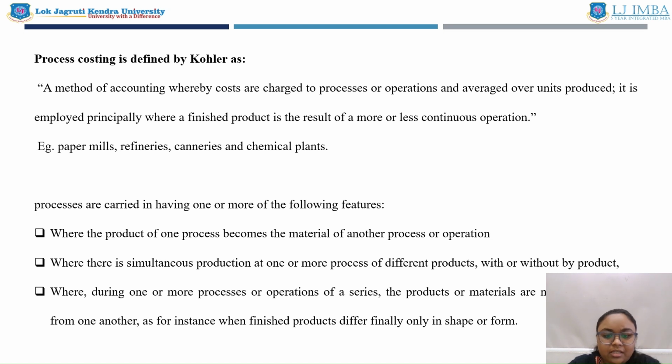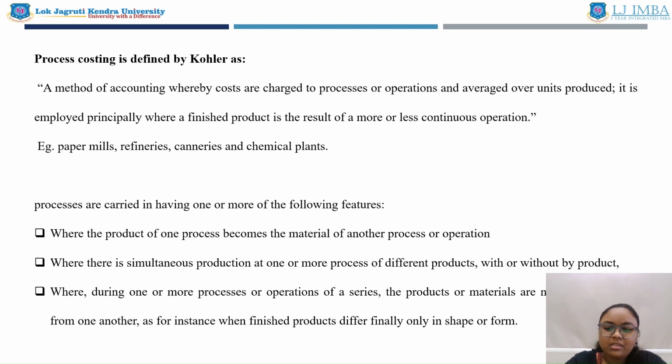This signifies that in process costing, the raw material is converted to finished goods through a continuous process. There are two or more processes taken over to make the raw material into finished goods. The examples are paper mills, refineries, canneries and chemical plants. The processes have one or more of the following features.